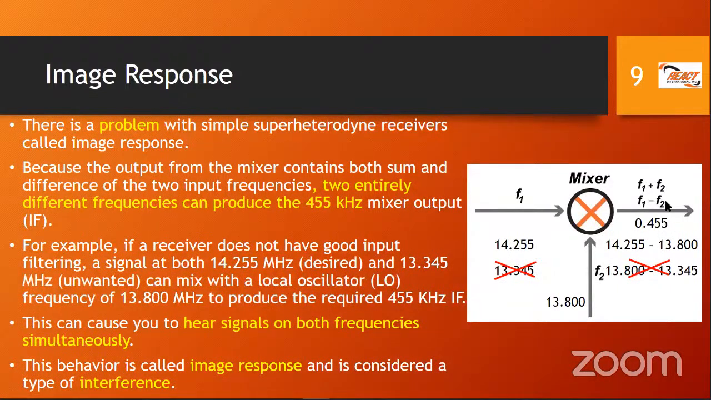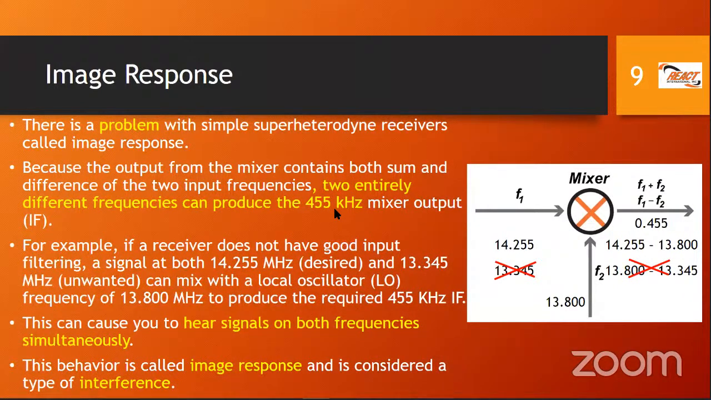That is what we're interested in decoding later on in the different stages of our receiver. We don't want the summation at all. So we say that the output from the mixer contains both the sum, that is the plus of the two frequencies, and the difference, or the minus of the two input frequencies. And therefore, it can output two different frequencies, right? We have to be aware that two entirely different frequencies can also produce the same IF. Because we are doing summation and we are doing subtraction, we could have that situation.